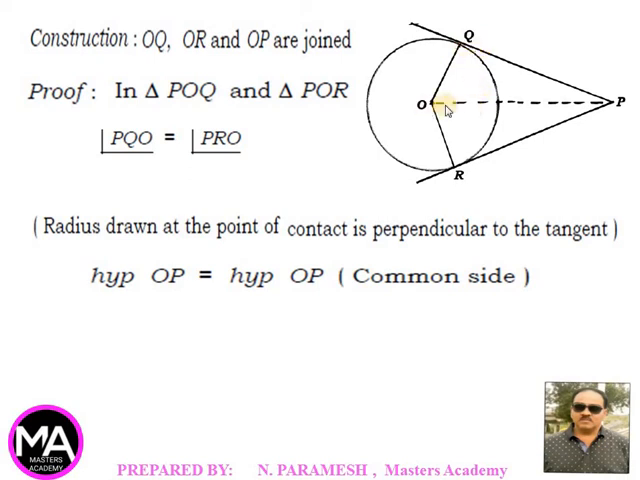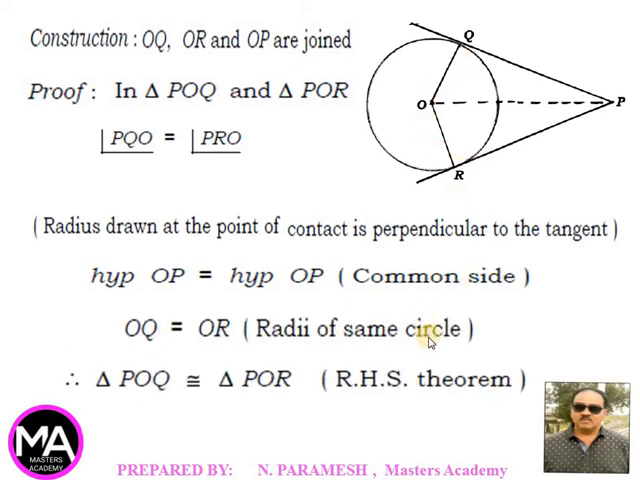OP is the hypotenuse. Angle Q is 90 degrees. Hypotenuse OP is equal to hypotenuse OP, that is the common side. OQ is equal to OR, radii of the same circle.